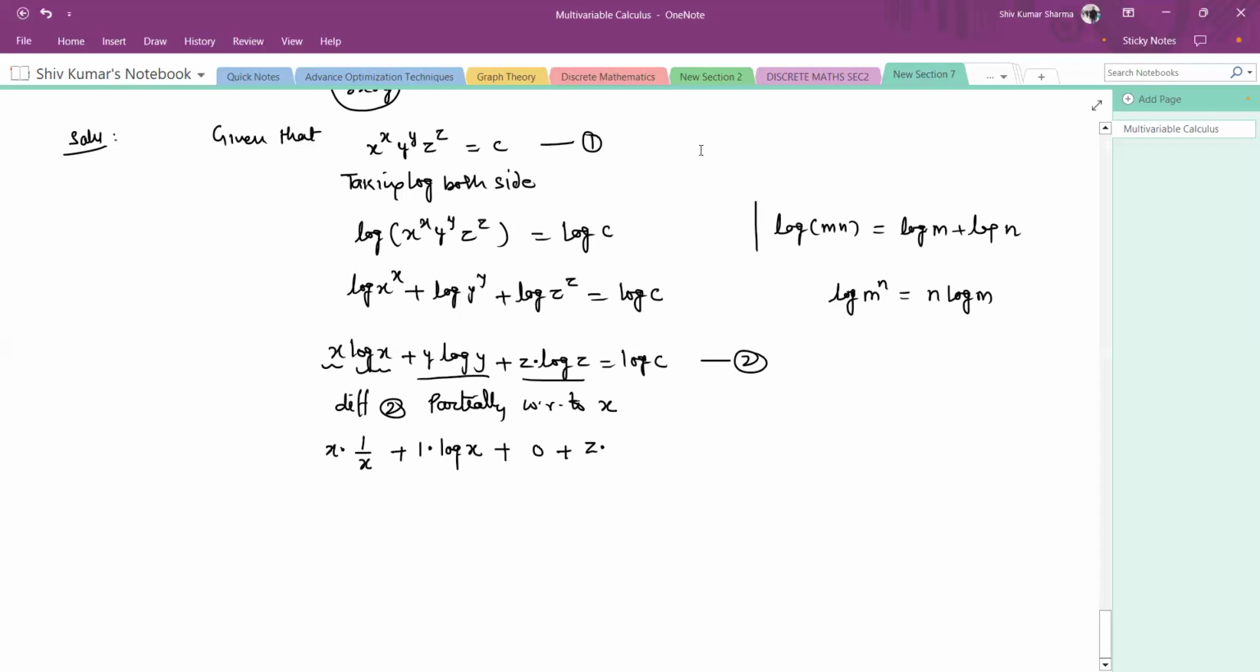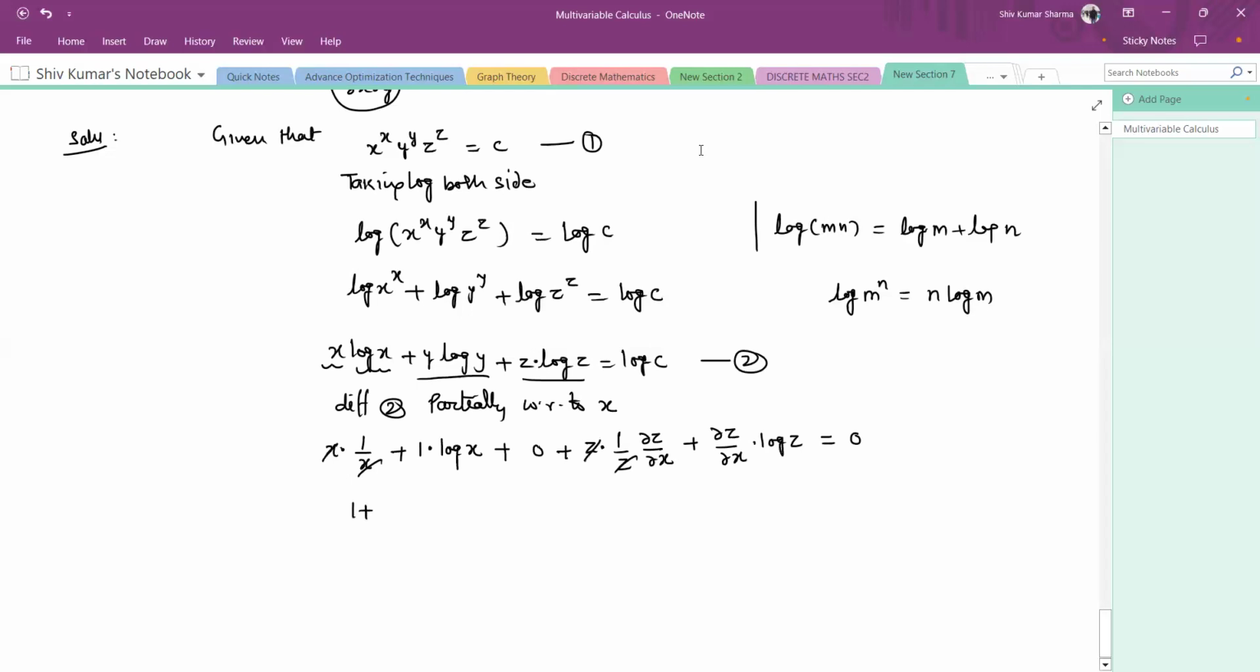First term z times the differentiation of log z, which is 1 upon z into del z upon del x, plus the differentiation of z with respect to x, which is del z upon del x, times the second term log z. On the right side, c is a constant, so its differentiation is 0. So this x cancels with this x, and here we cancel z with z.